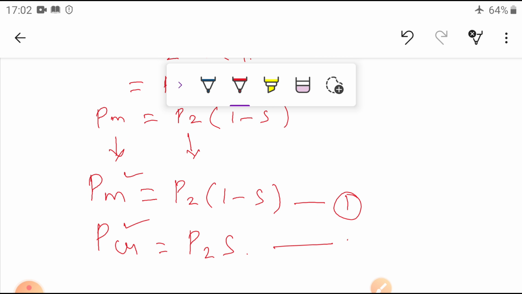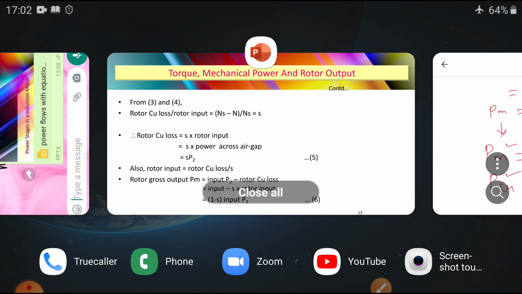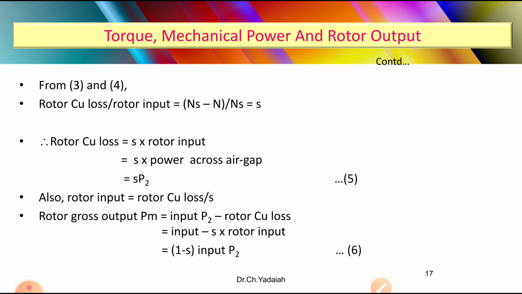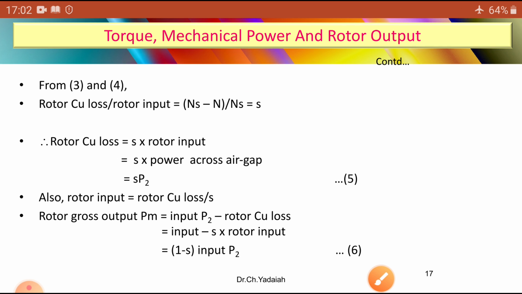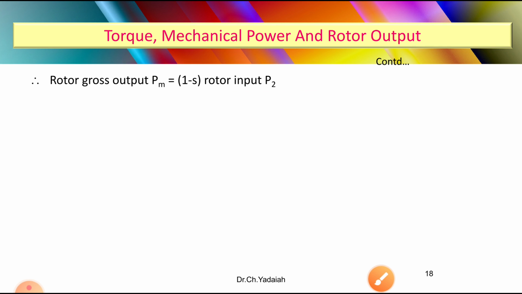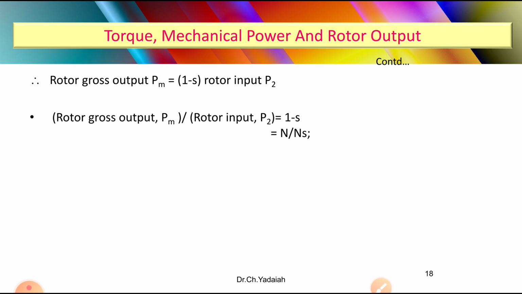Okay, so these are shown in this slide. This is the same thing, so dear students, don't confuse them. Now I want to make the relation between the rotor input, rotor copper loss and rotor output in terms of slip. That is my aim.